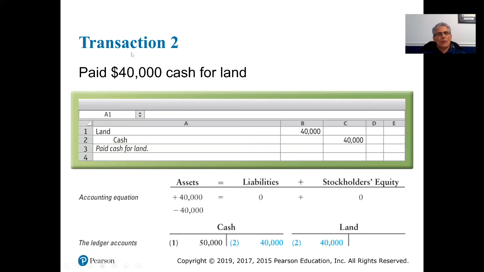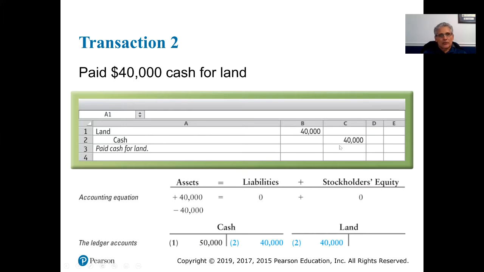Transaction 2, $40,000 paid cash. The formal journal entry, the way it's going to be entered into the books. Land debited. It's increased. Remember, the land increased, so that's a debit. It's an asset. It increases. That follows the rules we learned about earlier. We gave up cash. Cash decreased. Cash decreases, therefore it is a credit to cash.